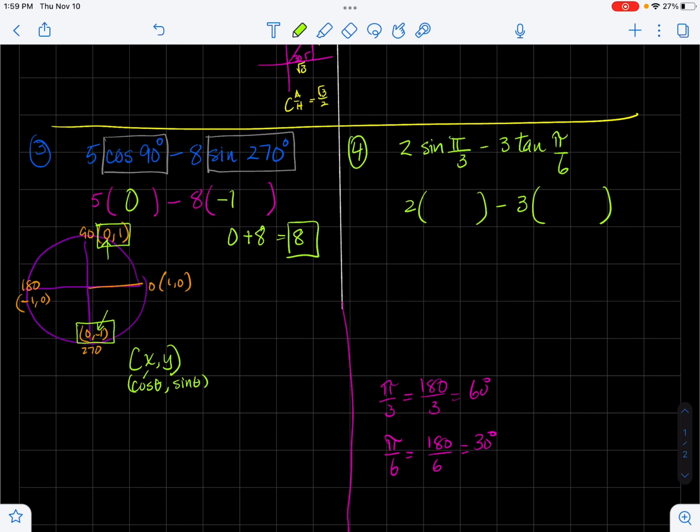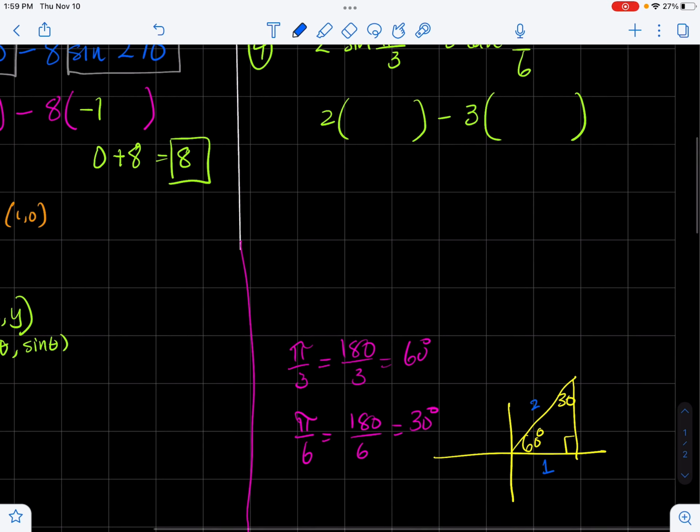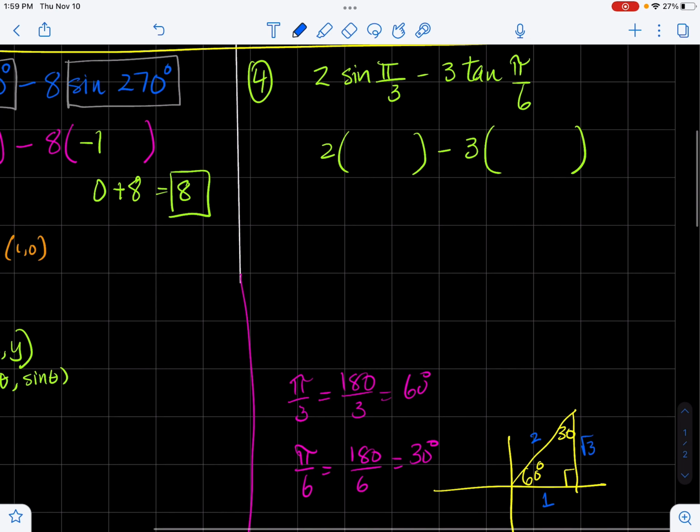Okay, so this one's asking me to find sine of pi over 3, which is basically asking sine of 60 degrees. 60 degrees is in the first quadrant. So I construct a 30-60-90 degree triangle and label it. The smallest side would be the one opposite to 30. On this side 2, and this would be root 3. Sine is opposite over hypotenuse. This is the reference angle, remember? So that's our opposite, and that's our hypotenuse: root 3 over 2.